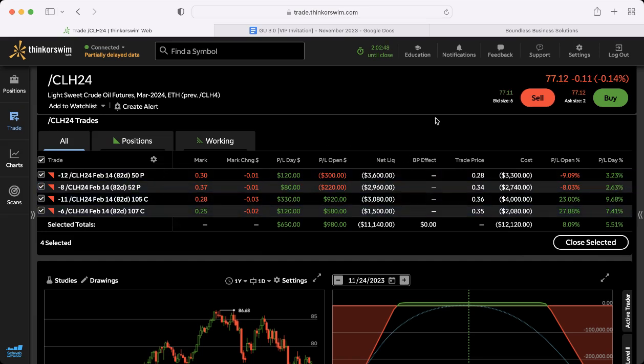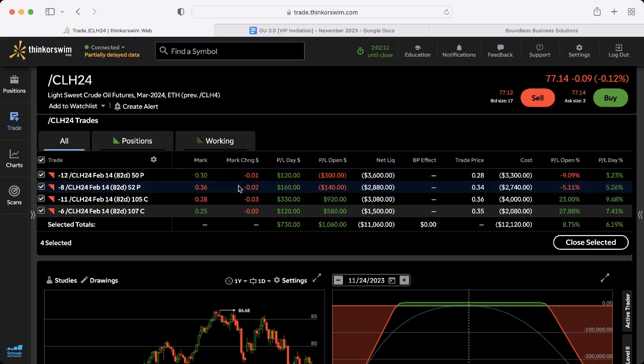Okay, it's not referring to the futures contract, where this price at the upper right is. That's where the futures contract is sitting right now, which our options are derived from. Okay, so our mark is 30 on the 50 put. It's down 0.01 today. I like to see the mark change in red and down, okay? Because when we sell our options, we want the value of the options to drop. So the mark is actually up a little bit today, but as of right now, it's down.